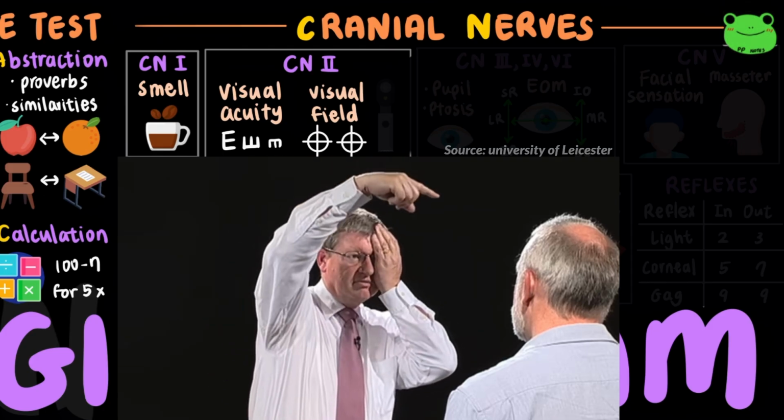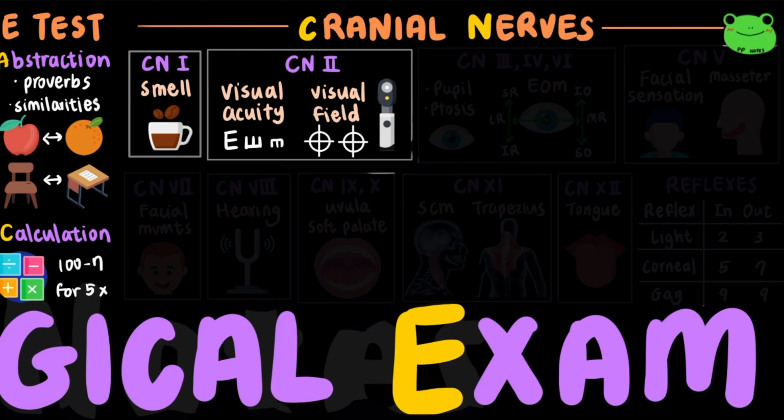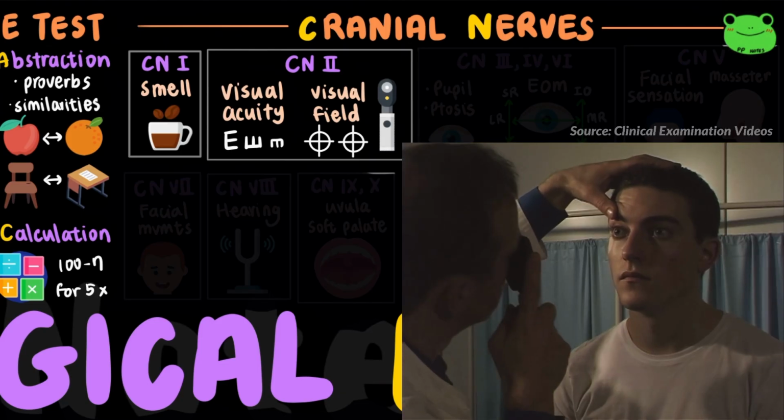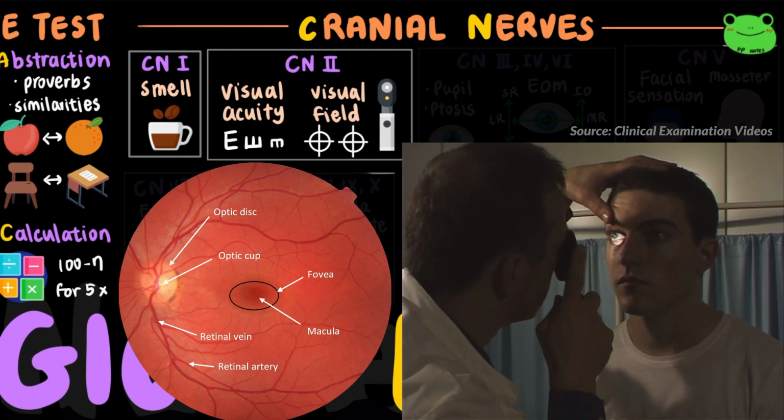Compare their response with your own visual field, then repeat on the other side. And the third test is a fundoscopic exam. Using an ophthalmoscope, follow the red reflex to inspect the optic disc, retinal vessels, and macula.